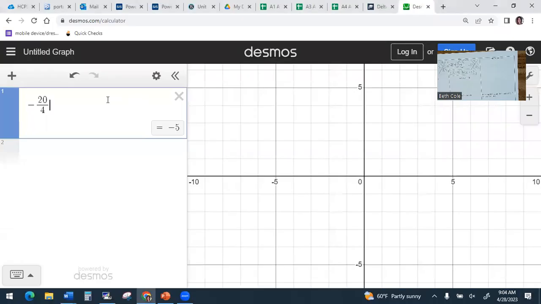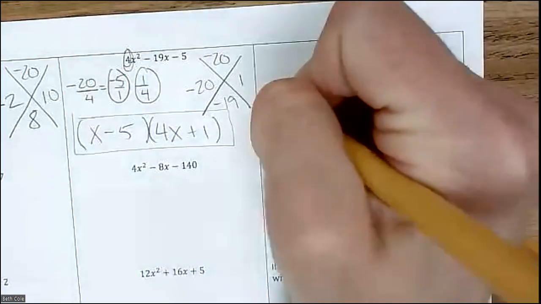So I'm going to come over here to my calculator. 20, what is it, 68? I'm not worried about the negatives. And 24, look at that, 4. So we're going to divide them all by 4.